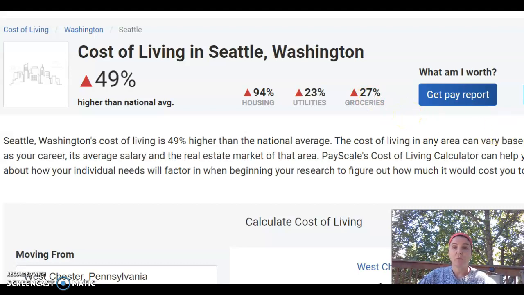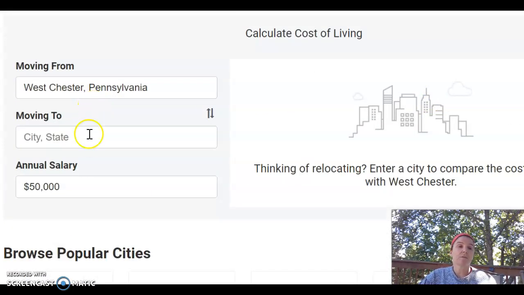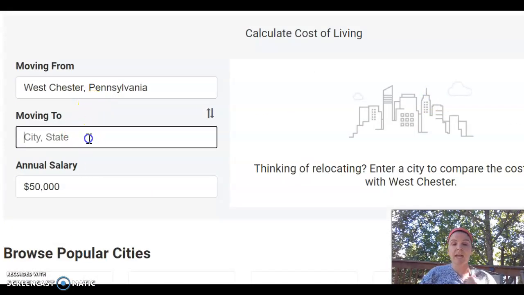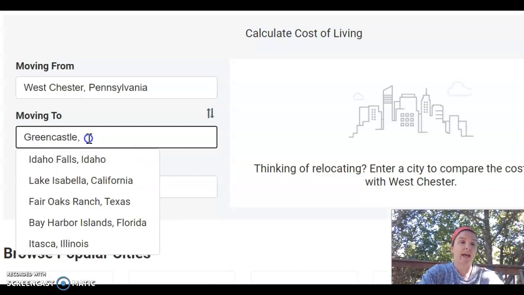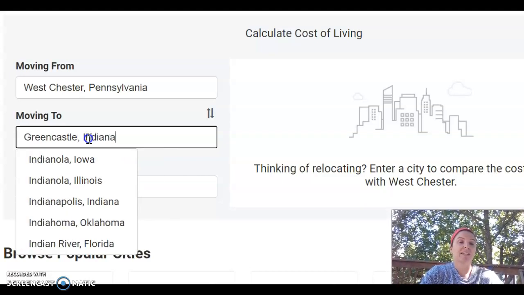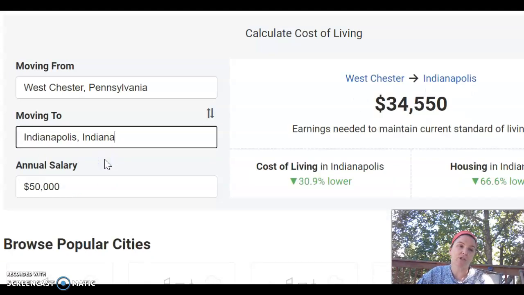I just wanted to show you one more thing as a little bit of a red flag. I'm going to go back here for a second. I was going to say I was moving from Westchester, and I was trying to put in where some of my family lives, which is Greencastle, Indiana. Greencastle, Indiana is a really small town, so that's not in here, but it does come up with Indianapolis, Indiana. I'm just going to go ahead and choose that.